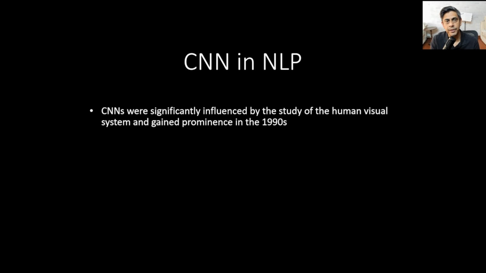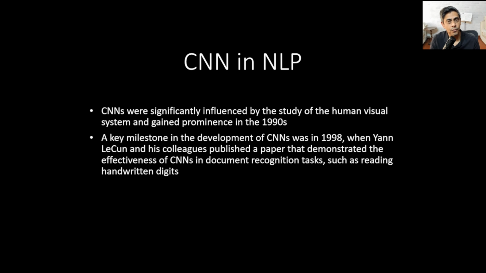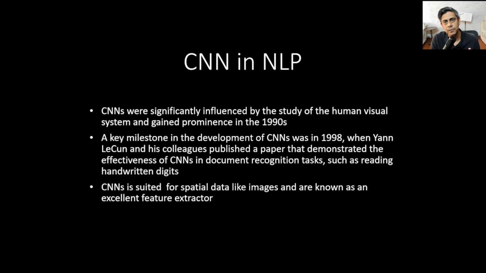CNNs were introduced in the 1990s. Although CNNs are known for image recognition, the early popularization of CNN happened from a use case which was actually text. Of course, that was handwritten text, but it was text. It is suitable for spatial data, not so much for temporal data where you have a recurrent time component in place. Spatial data like images are more suitable for this. However, CNNs are extremely helpful for extracting features, and we'll elaborate on this in the subsequent slides.